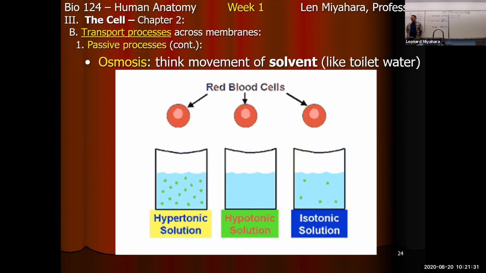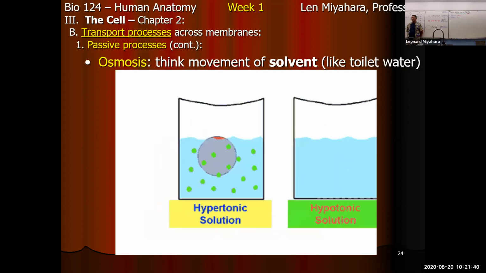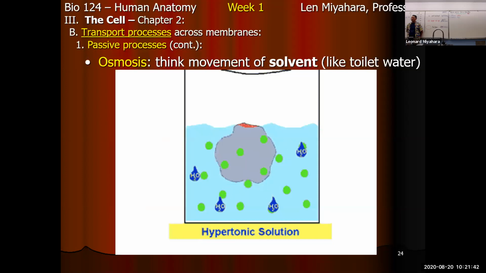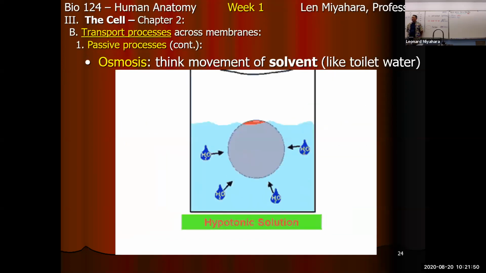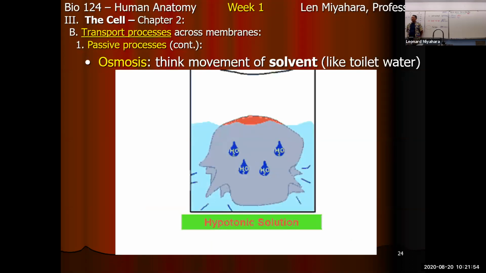Now, what happens when we drop red blood cells into these three solutions? There is more salt in the jar in hypertonic solution, so water follows it out and the cell shrinks. Now, when there's no solute, like say in distilled water, there's more solute inside the cell. Water follows it in until it pops.